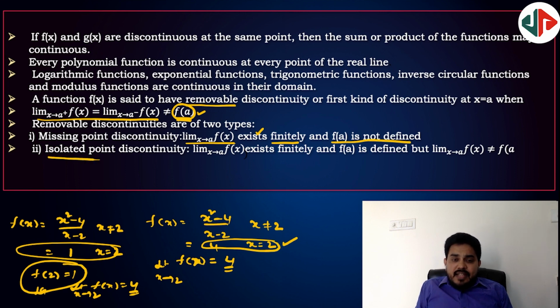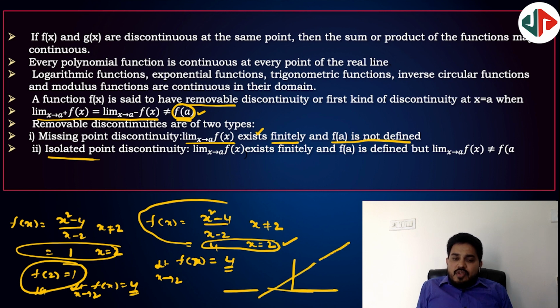Isolated. So this is isolated. What happened here? If I take the same function and you draw the graph, you have this one on the left side and this one here, but the function value is somewhere else. So it is isolated from the neighborhood. So this is the isolated and removable. In the removable, there are two things. One is the missing point. One is the isolated point of discontinuity.